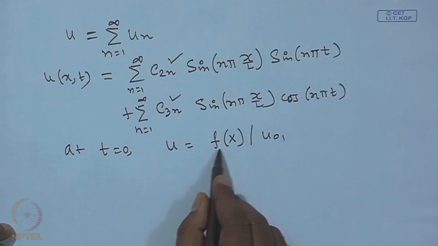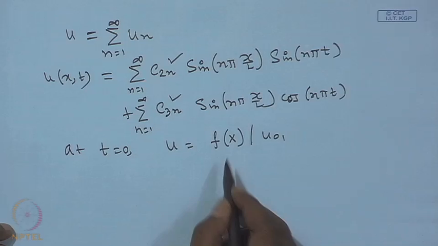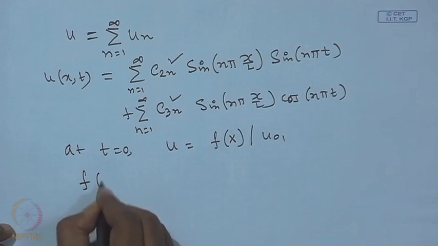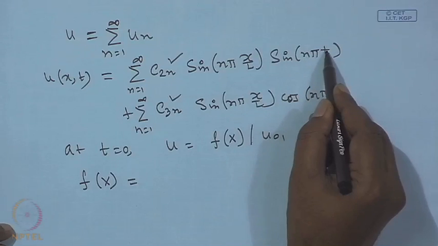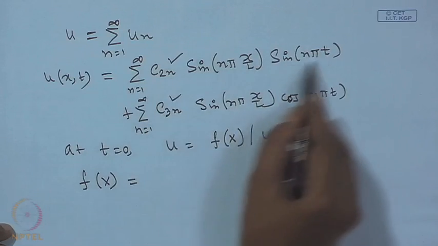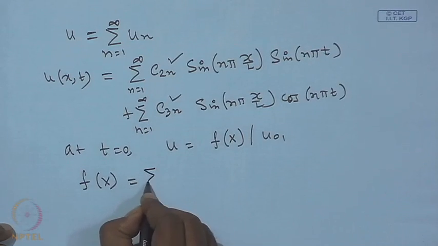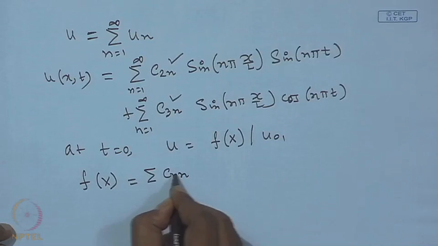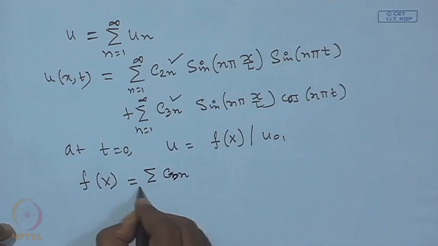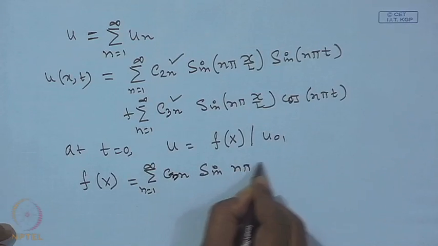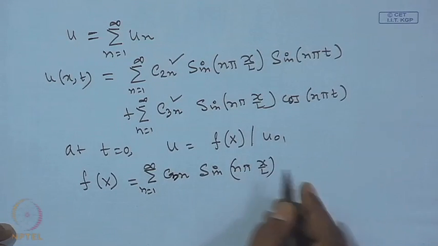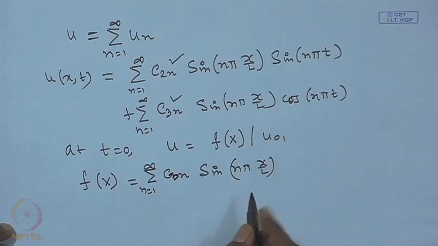So, if we put in generally some function of x, f(x). So f(x) will be equal to, when I put t equal to 0, this part becomes 0, the whole equation becomes 0. So only C3n will survive: summation of C3n sin(nπx/L), and cosine 0 becomes 1.